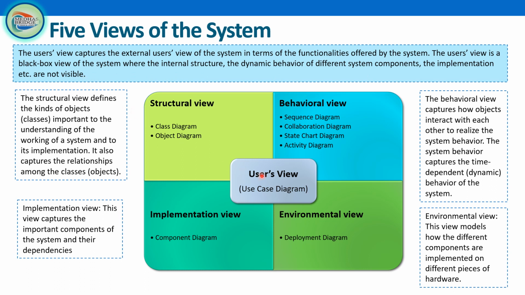We have user view, structural view, behavioral view, implementation view, and environmental view. A structural view defines the kind of objects, like classes, important to the understanding of the working of a system and to its implementation. It also captures the relationship among the classes. We have a class diagram and object diagram under structural view.